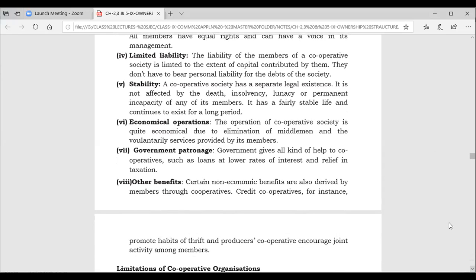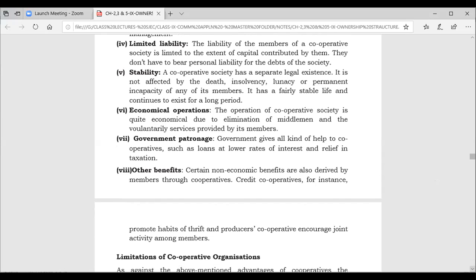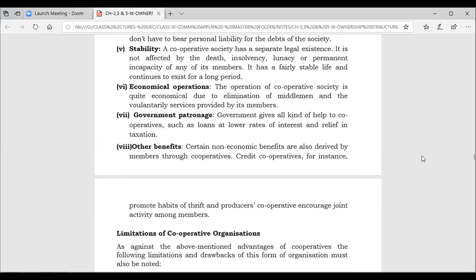Stability. Since a cooperative society has a separate legal entity and has legal support, its stability is much better. In the case of death of a partner or insolvency of a partner, this type of society cannot come to an end. Economical operations. The operations of a cooperative society are quite economical due to elimination of middlemen and the voluntary services provided to its members. Because this type of society operates directly with the manufacturer or wholesaler. They don't entertain the middleman. Their main intention is to procure the material and arrange the service at a lower cost.